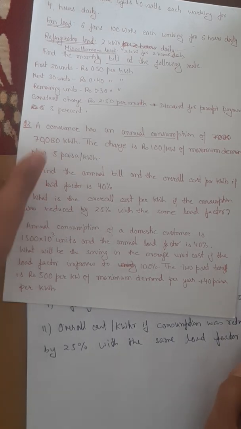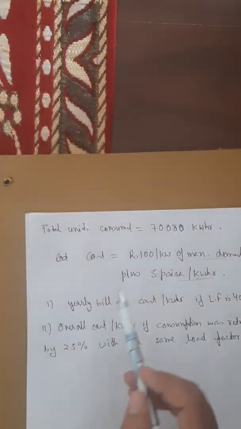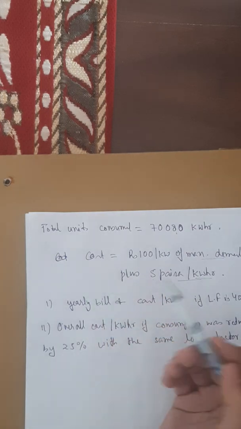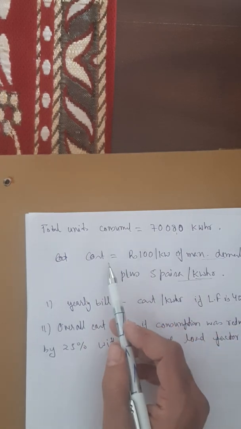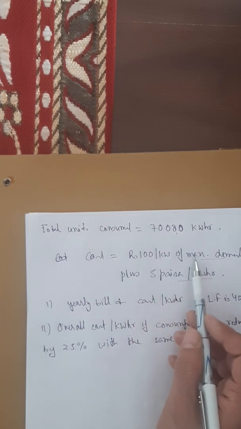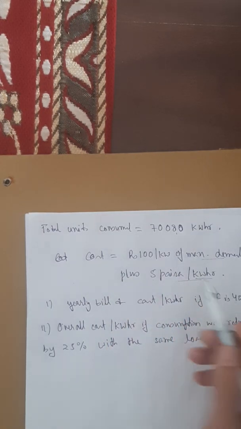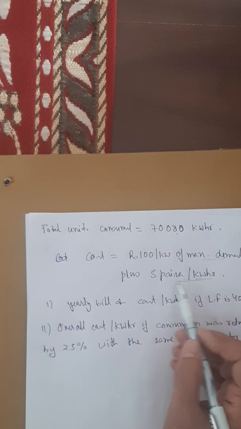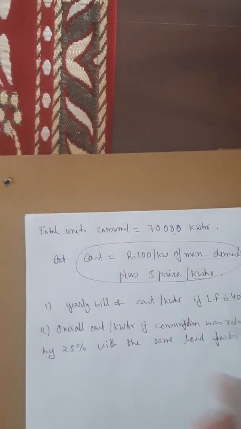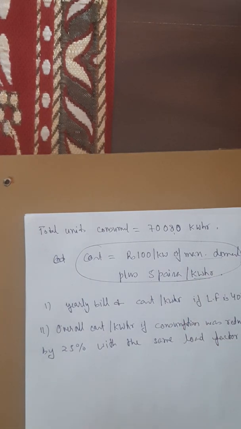Okay, so I will again explain the problem. We are given the total units consumed by a consumer in a year, and we are given the cost or charge, how the consumer is charged. The consumer is charged rupees 100 per kilowatt of maximum demand plus 5 paisa per kilowatt hour. This is the method by which we are going to charge the consumer.